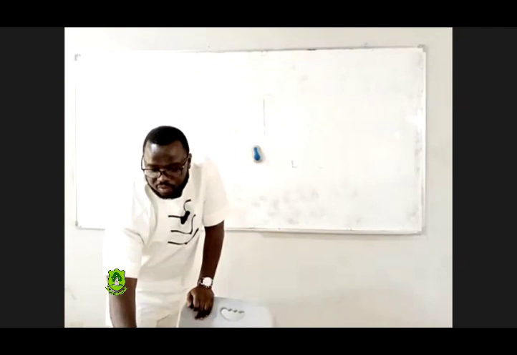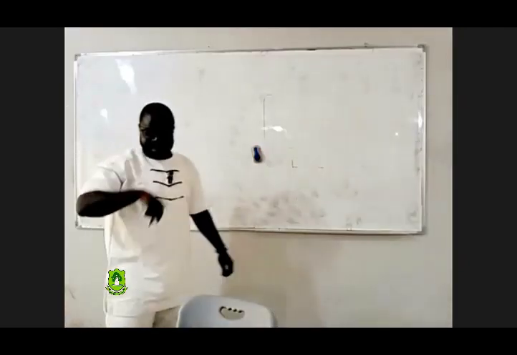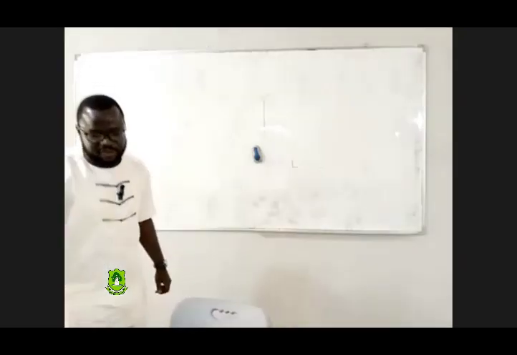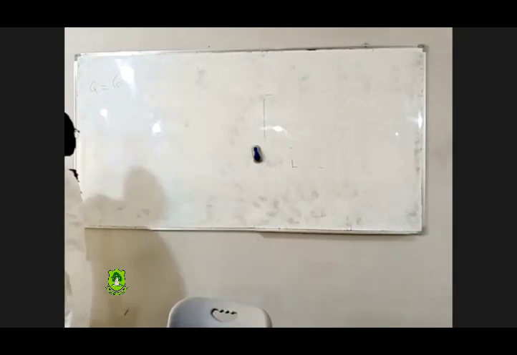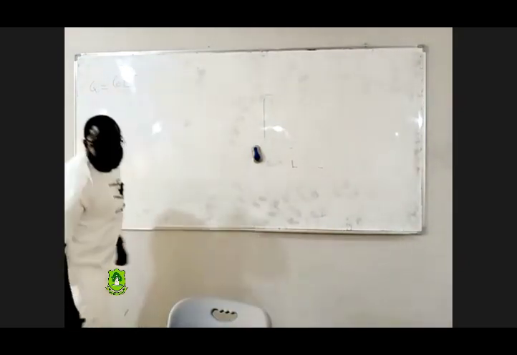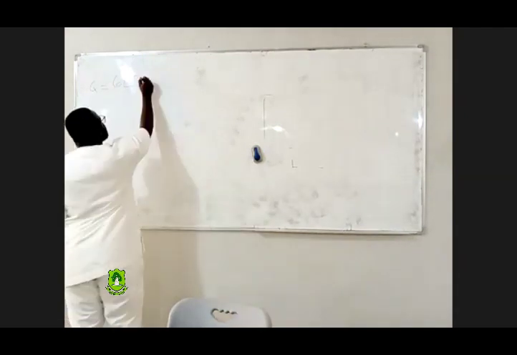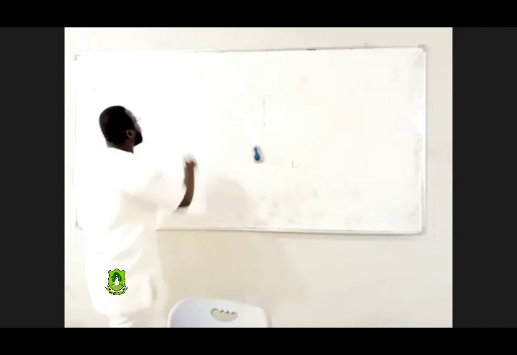Now let's look at something. The question is saying that a firm's short-run production function is given by Q is equal to 6L squared minus 0.2L cubed.